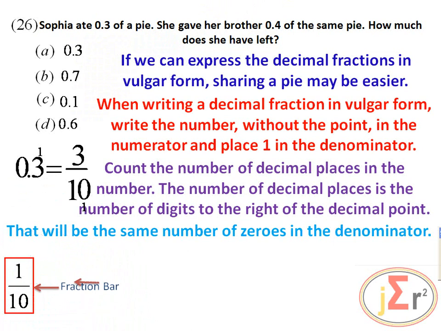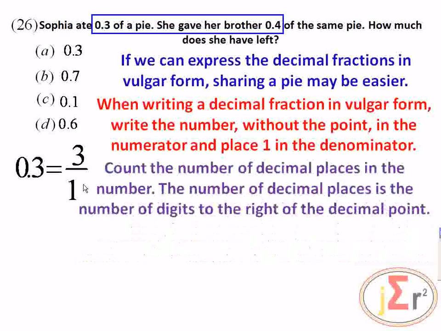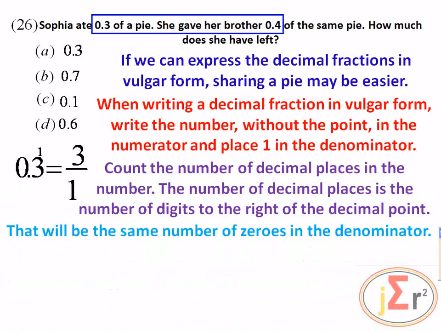So we have our fraction bar, the numerator, and the denominator. What did we do here? In order to write that as a vulgar fraction, we put the 3 there and put 1 in the denominator. We count the number of decimal places, that is the number of digits to the right of the decimal point. We have 1. So there is only 1 place of decimal, so we have 1 accompanying 0 here. And we are through. We have 1 place of decimal, so we have 1 zero.